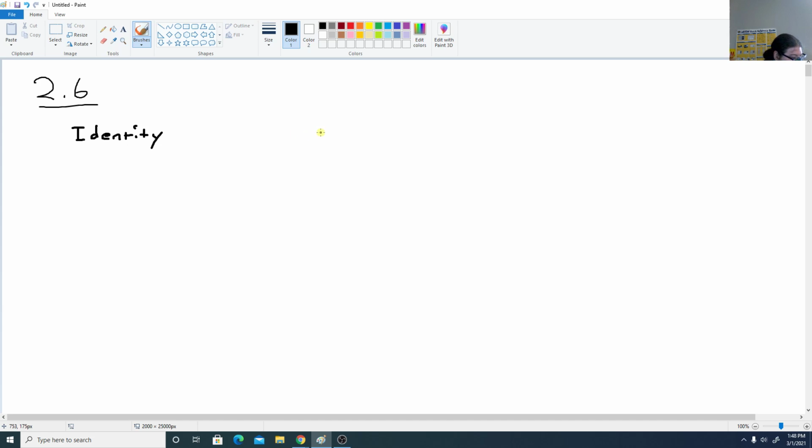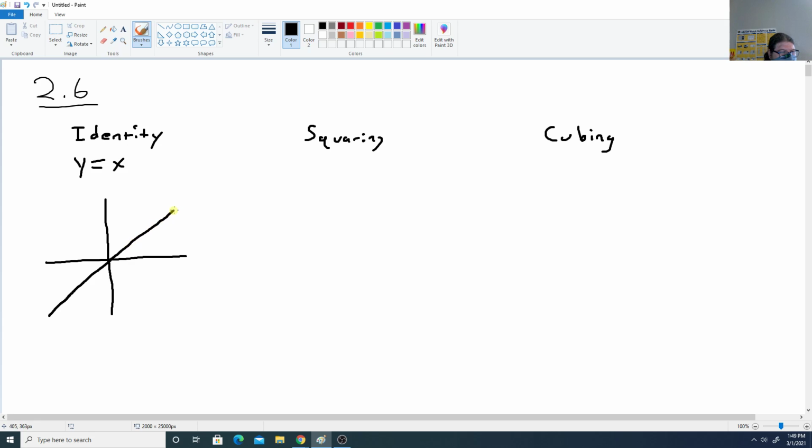We have what's called the squaring function. We have the cubing function. So the identity function is y equals x. Its graph is a diagonal line like this with slope 1 that passes through the origin.